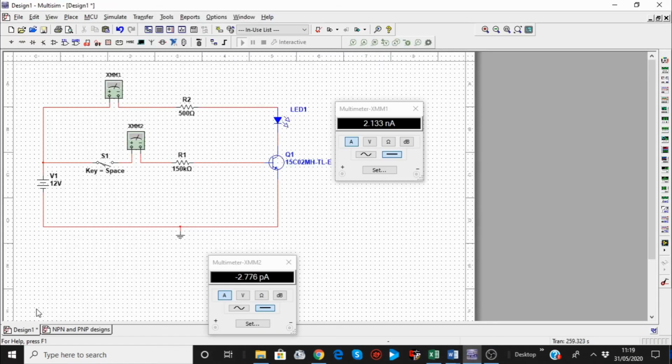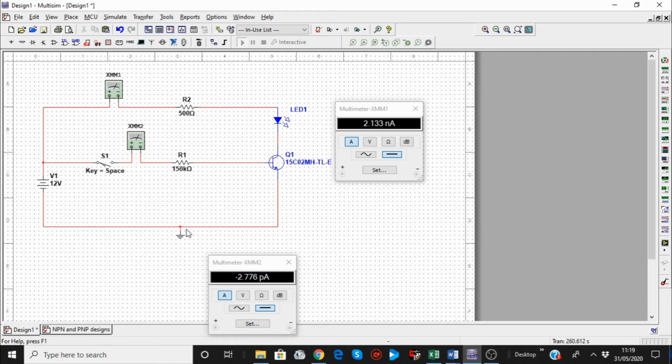All right, now we want to demonstrate using appropriate software, which is Multisim in this case, how both NPN and PNP bipolar transistors, basically bipolar junction transistors, can be configured.